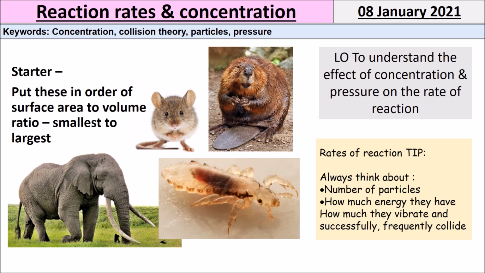So to start with, it's a flashback to yesterday's lesson. Can you put those four animals and insects in order of surface area to volume ratio, smallest to largest? Go.